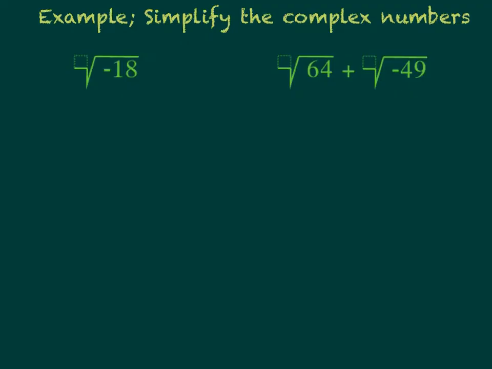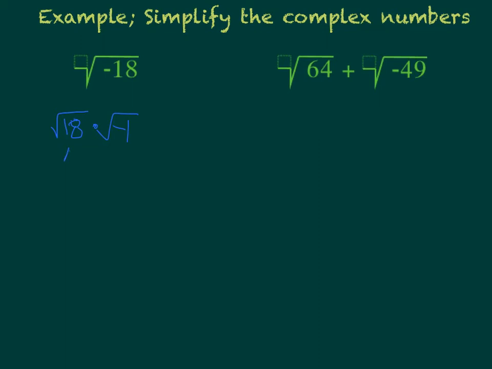So let's do some examples to understand what this means. Alright, so the first thing we want to do is split it up. Use the product property of square roots and break it up into the square root of 18 and the square root of negative 1, because negative 1 times 18 is negative 18, so we're not changing anything. And we're talking about square roots here.